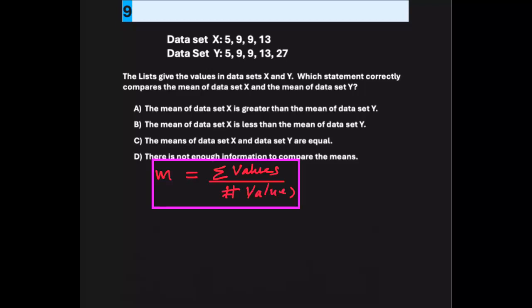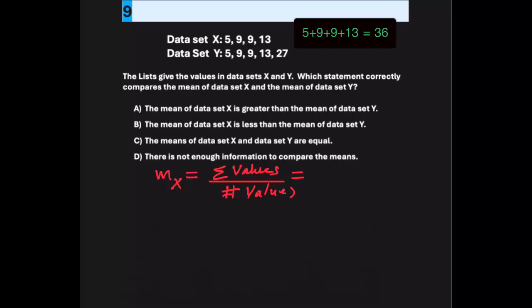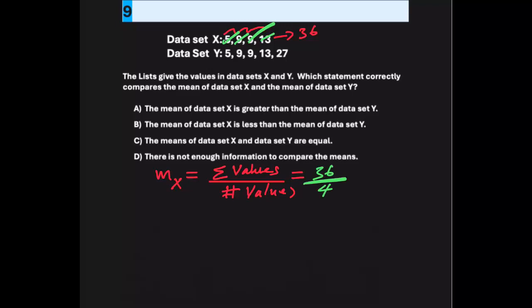So the mean of dataset X is going to be, let's add these numbers. Okay, and that is going to be 36. And how many numbers? 1, 2, 3, 4. 36 over 4, which is 9. And the mean of dataset Y is, let's add these numbers, and that's equal to 63.